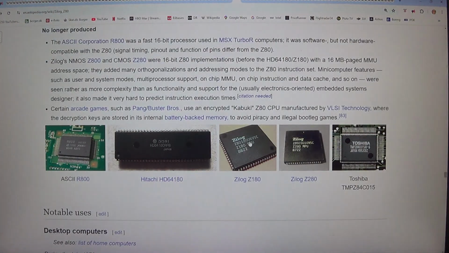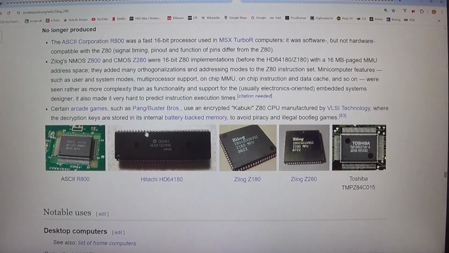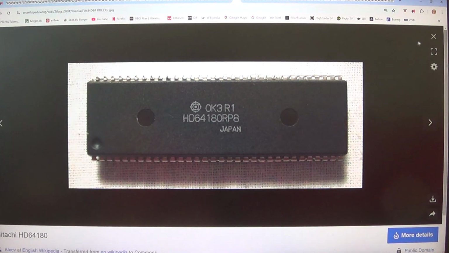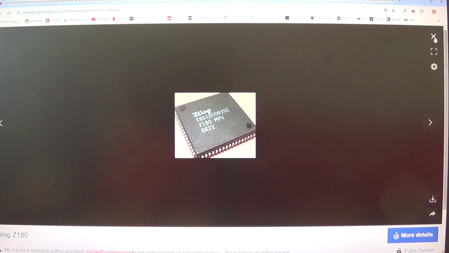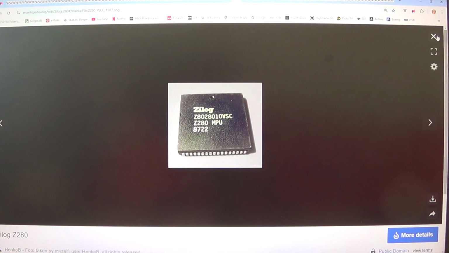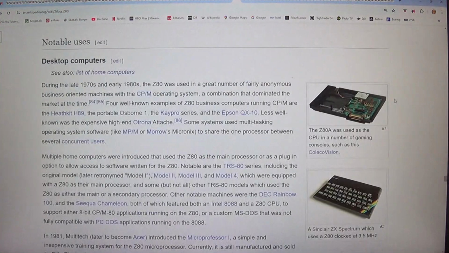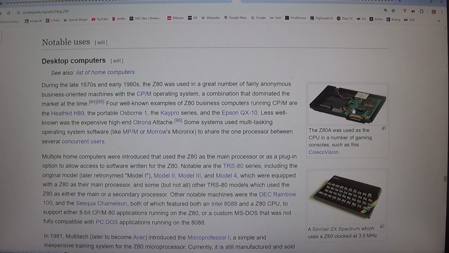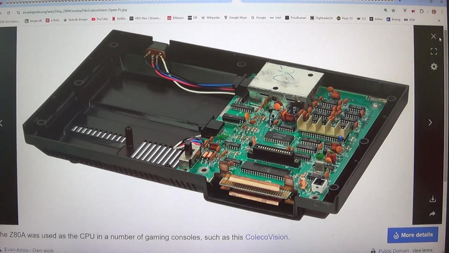1. ASCII R800. 2. Hitachi HD64180. 3. Zilog Z180. 4. Zilog Z280. 5. Toshiba TMPZ84C015. Notable uses. Desktop computers. See also, list of home computers.